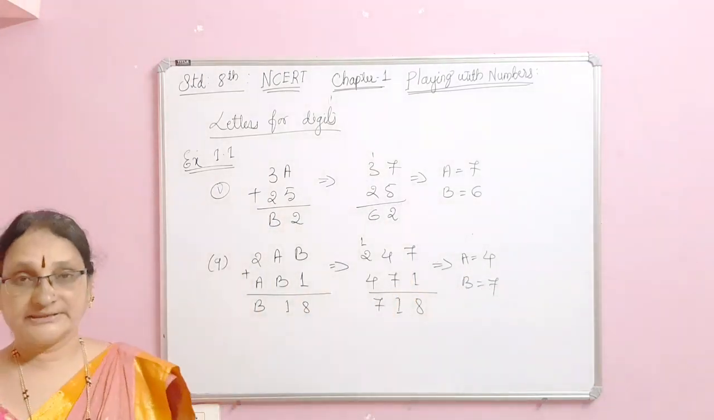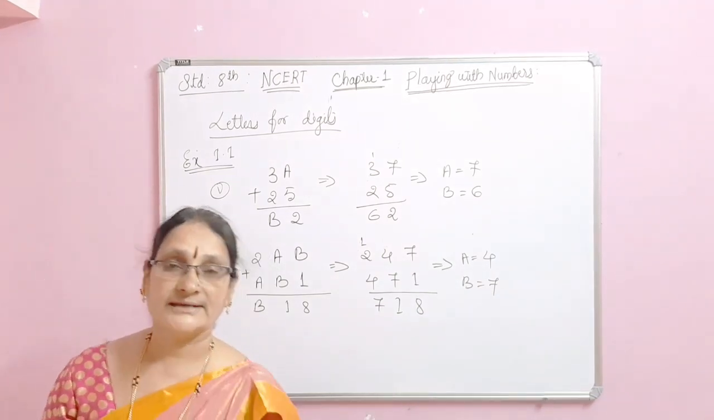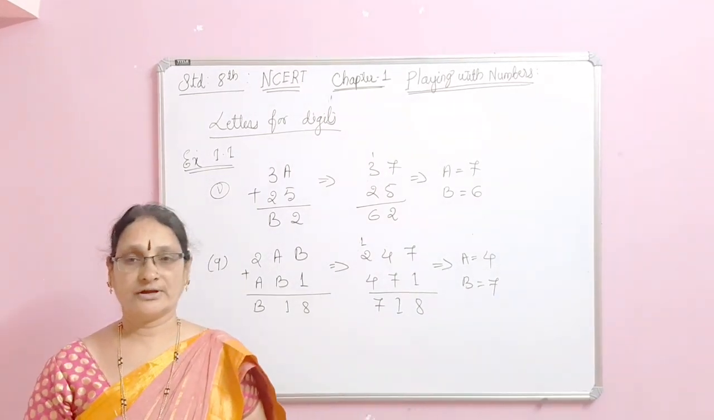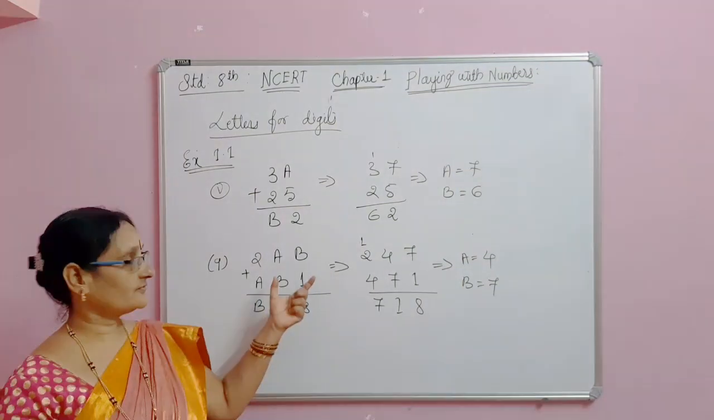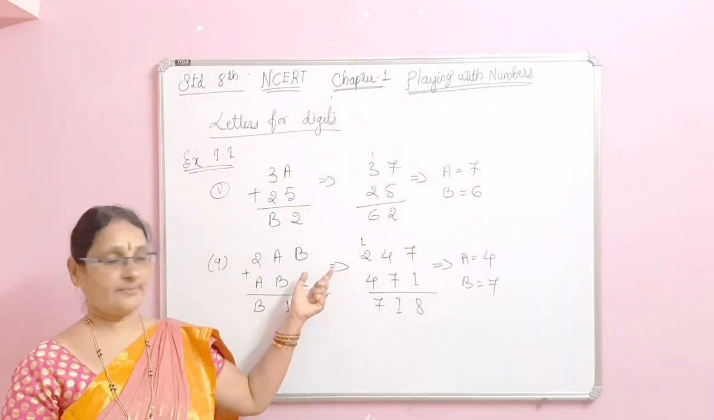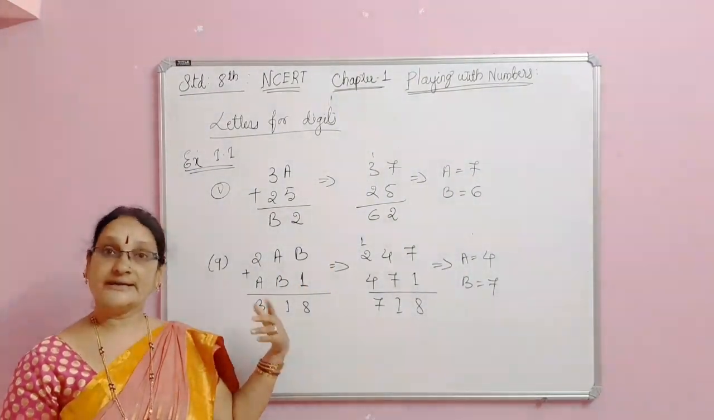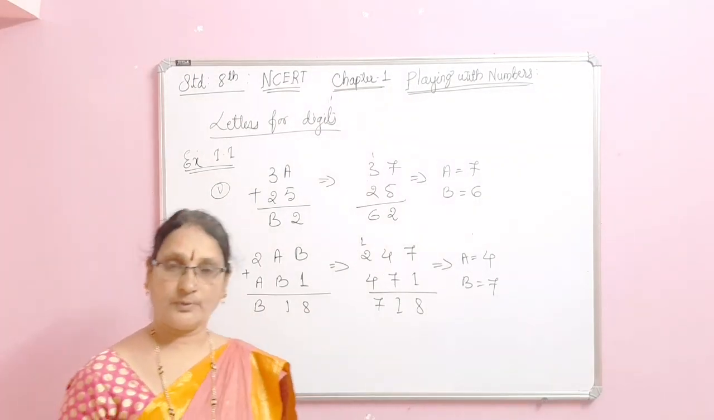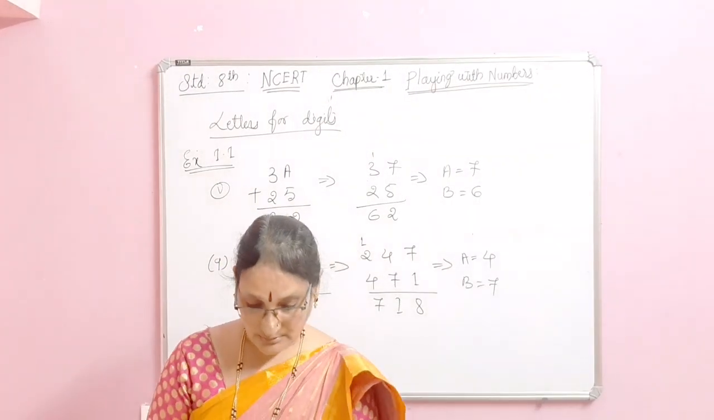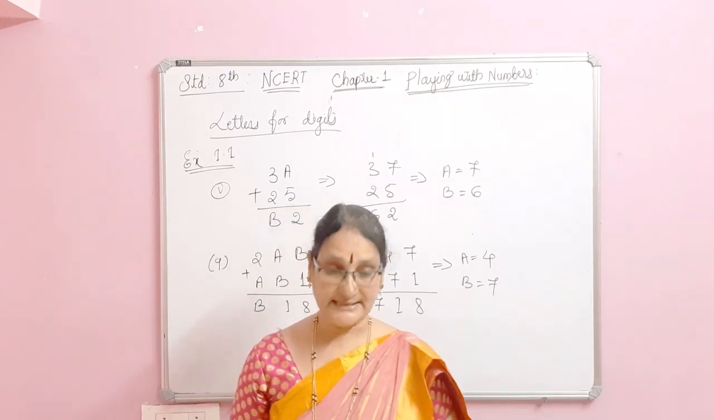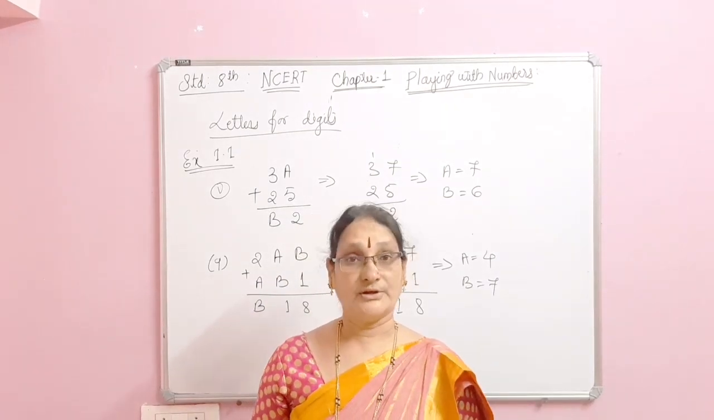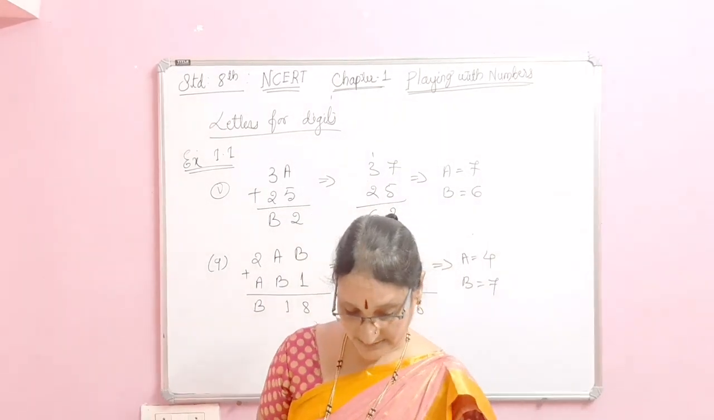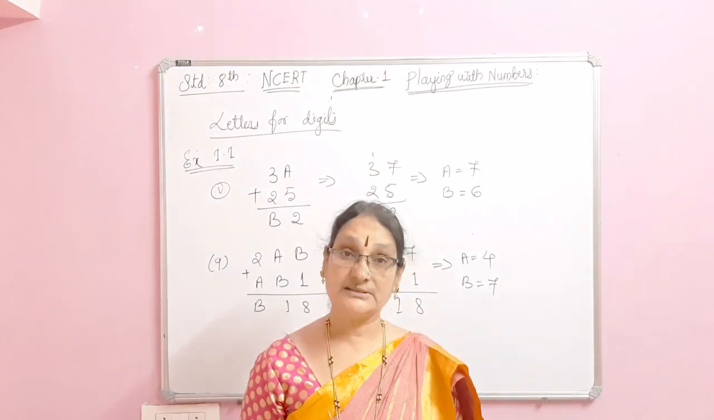This is the method of solving letters and digits. We have to find the digits for the given letters either by multiplication or by addition. You solve exercise 1.1, and the next exercise, 1.2, I will come to again; that is the test of divisibility.